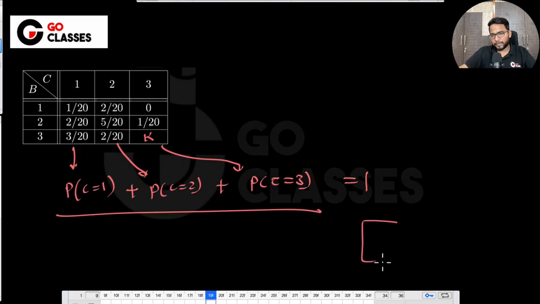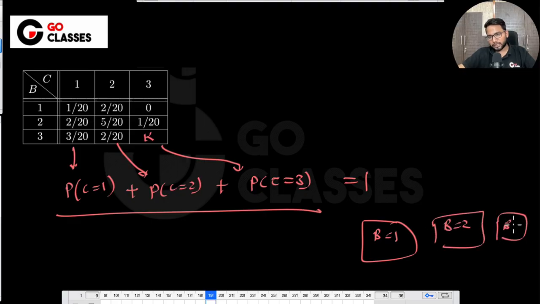Once you have B, B can take 1 or 2 or 3. So you are saying that all of these probabilities combined will be 1, because of a valid PMF, right? Now for B equal to 1, I again have 3 possibilities: C can be 1, C can be 2, C can be 3. So these are again 3 events, right?